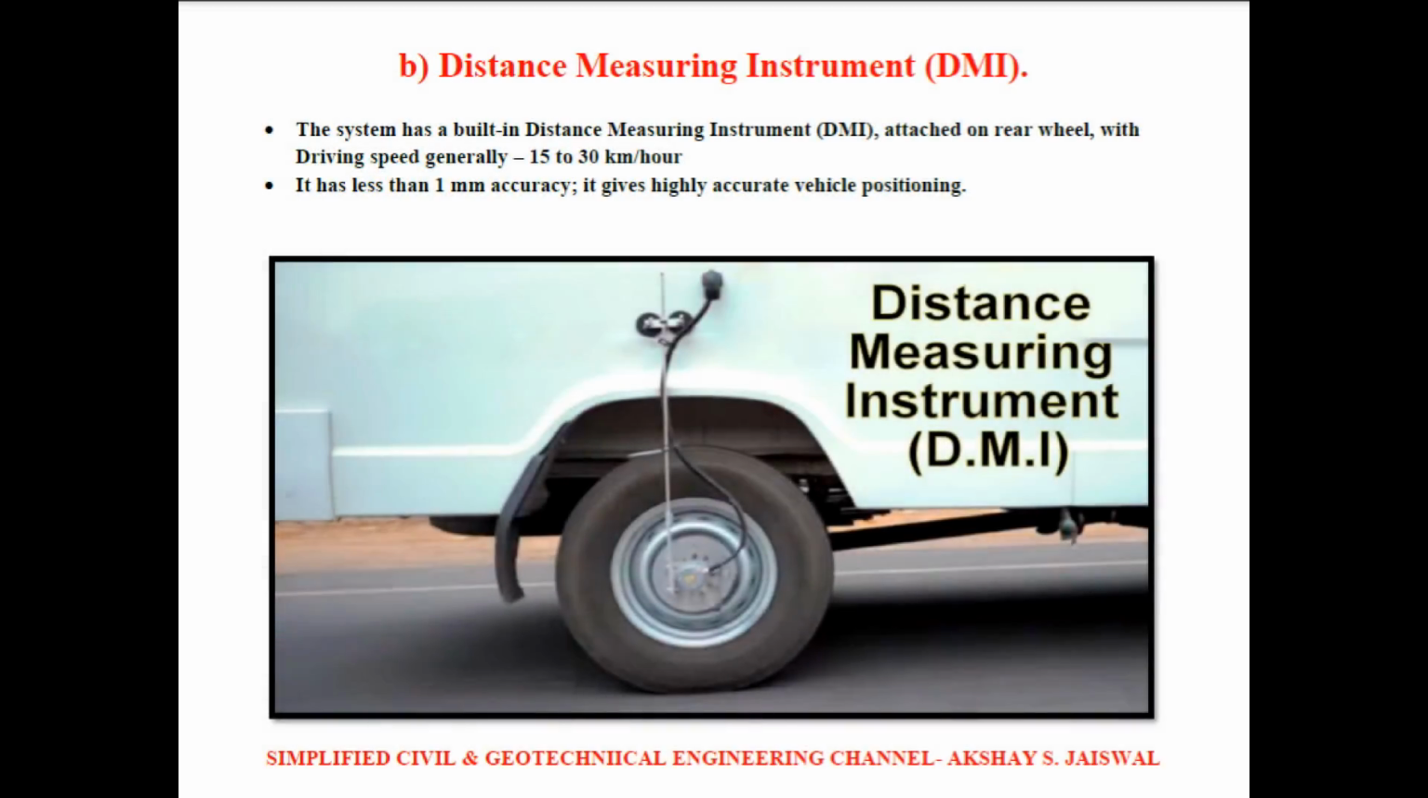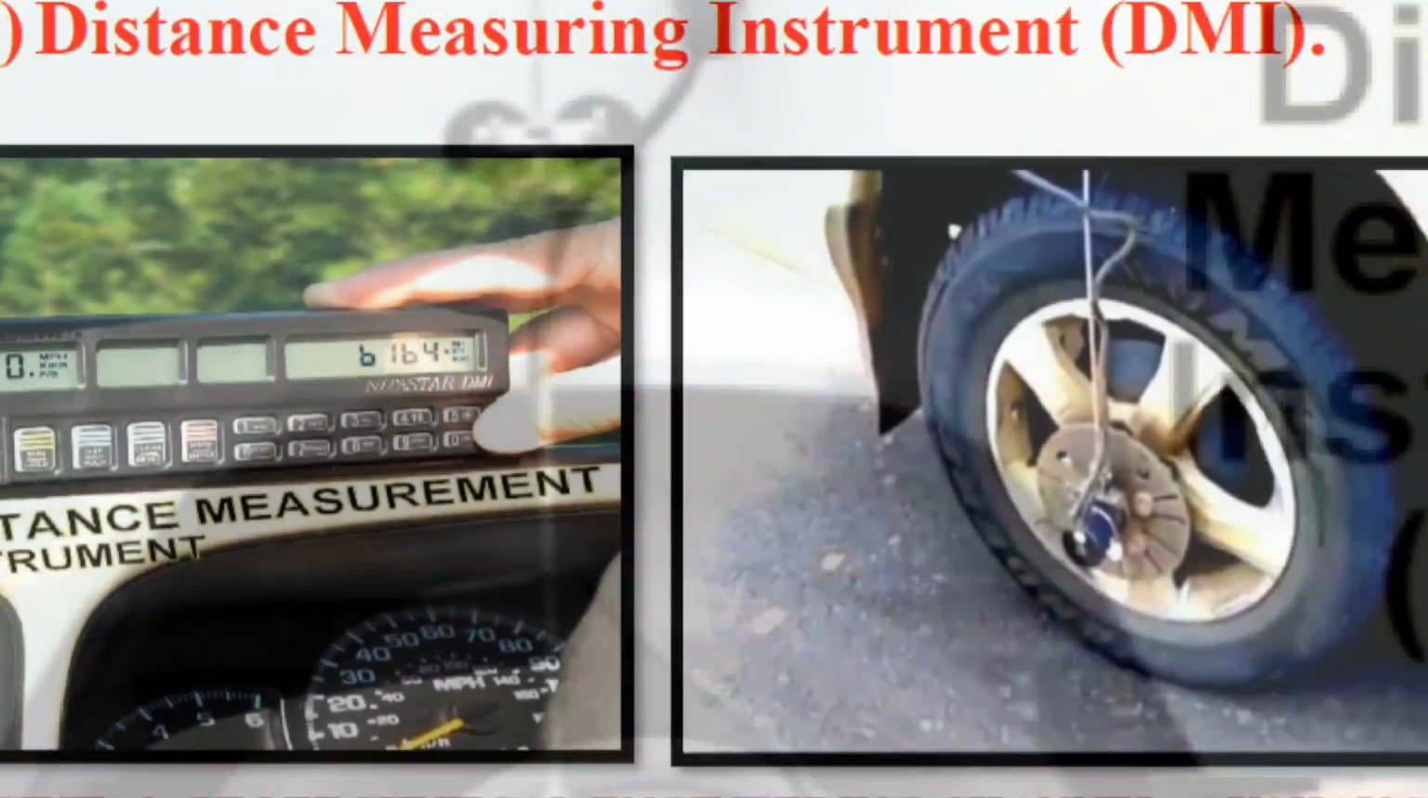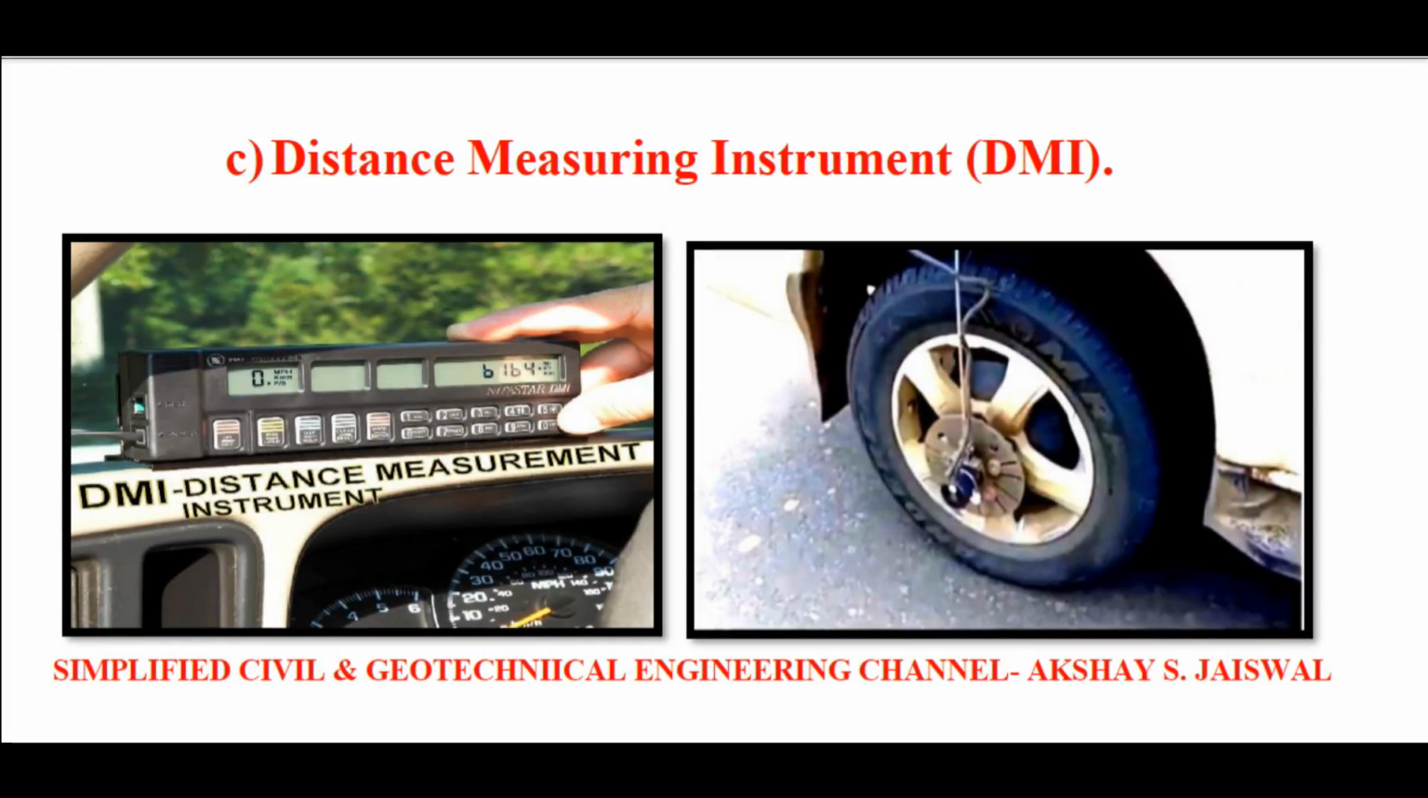Our next component is distance measuring instrument. The system has a built-in distance measuring instrument attached on rear wheel. It has less than 1 mm accuracy. It gives highly accurate vehicle positioning.